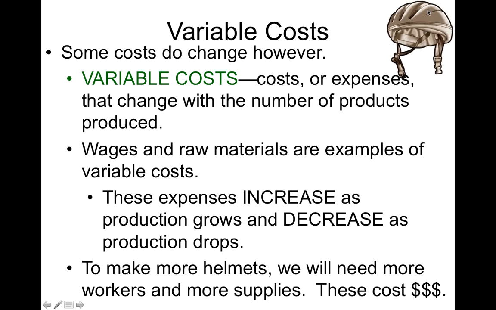So I need more shells for the more helmets that I'm going to make. As my production goes up, the cost that I have to put in, the number of shells that I have to buy, or foam or buckles or straps, all of that is going to increase. You guys know variable, like in algebra, is the x. That's the changing number.